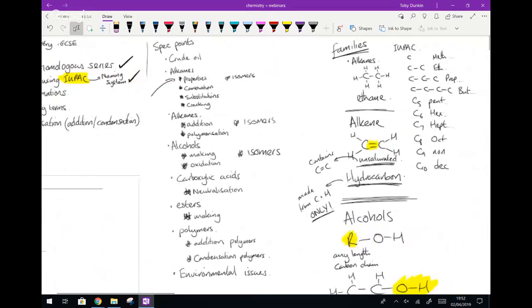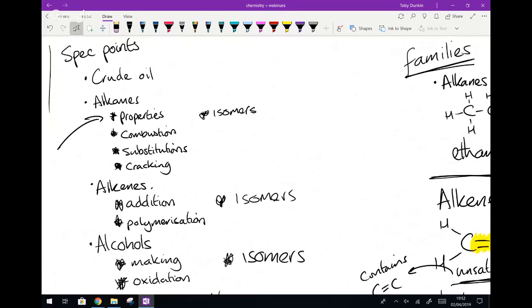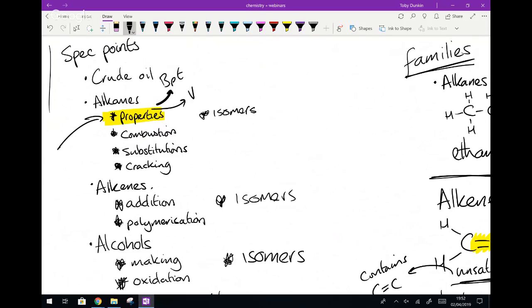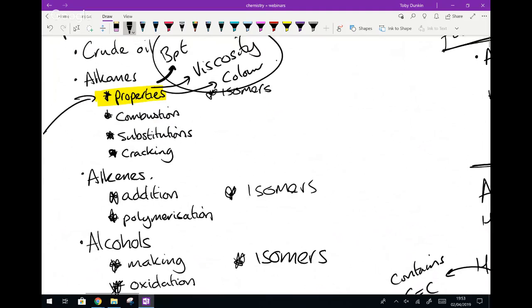Right. At this point, I go back to here. So the properties of alkanes, I'm going to link this to everybody. The properties that they want you to talk about are boiling point, viscosity, and color. As the chains get longer, their boiling point increases. So the longer the chain, the higher the boiling point. As they get longer, their viscosity increases. Same reason. Stronger intermolecular forces, so their ability to move over each other becomes worse, so they slow down. It becomes darker as you go down the group.